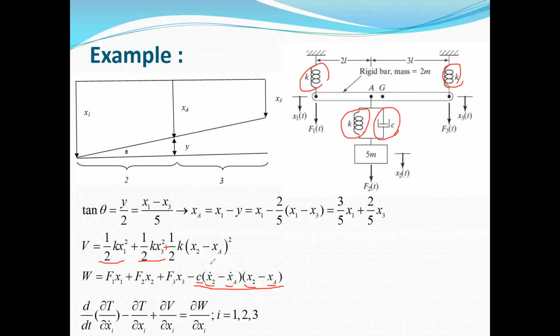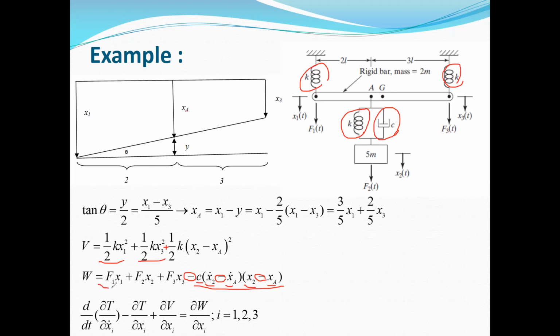If you assume x_a dot minus x_2 dot, again here you should consider that the displacement is x_a minus x_2. Okay, so the sign should be the same. For x_a here you can see it is negative, so for x_a dot again it will be negative as well. And the work done by the damper is negative because the direction of this force is always opposite of the direction of the system. So we will have one negative sign.